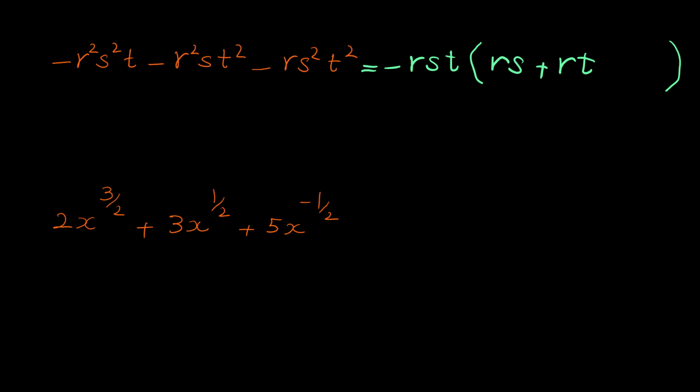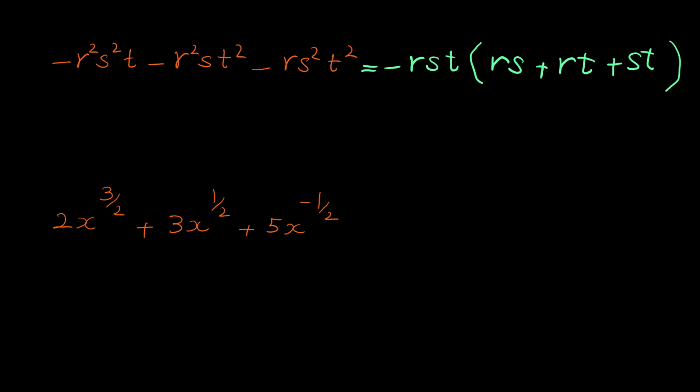What about the last term? From the last term, if we divide the last term by rst with a negative, negative with negative is gone, r with r is gone, s to the 2 divided by s is s, t to the 2 divided by t is t, so st. So we have plus st. And this is the factored form of this given expression here.